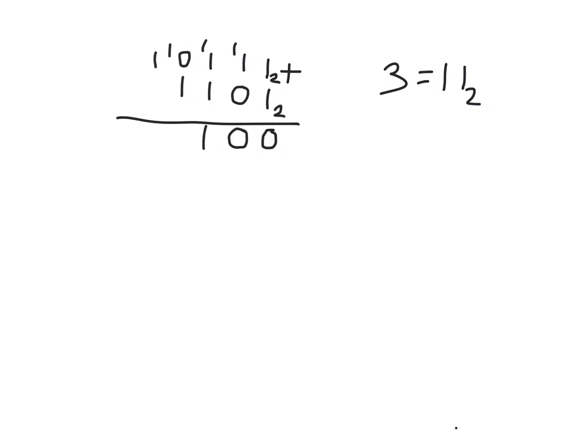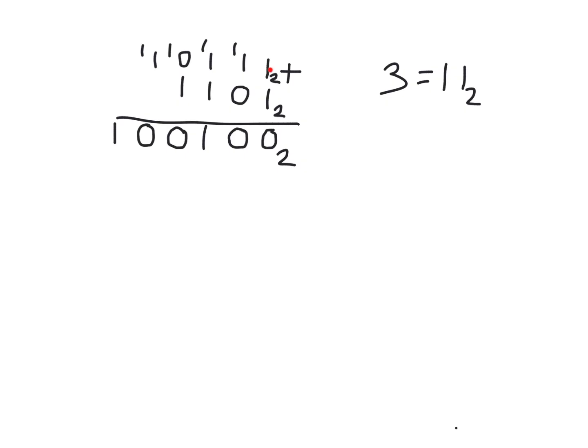1 plus 0 plus 1 is 2. 2 is like 10 in decimal. We put the 0, carry the 1. 1 plus 1 is 2. So put the 0 and carry the 1. That's our answer here. So let's check if we were right.